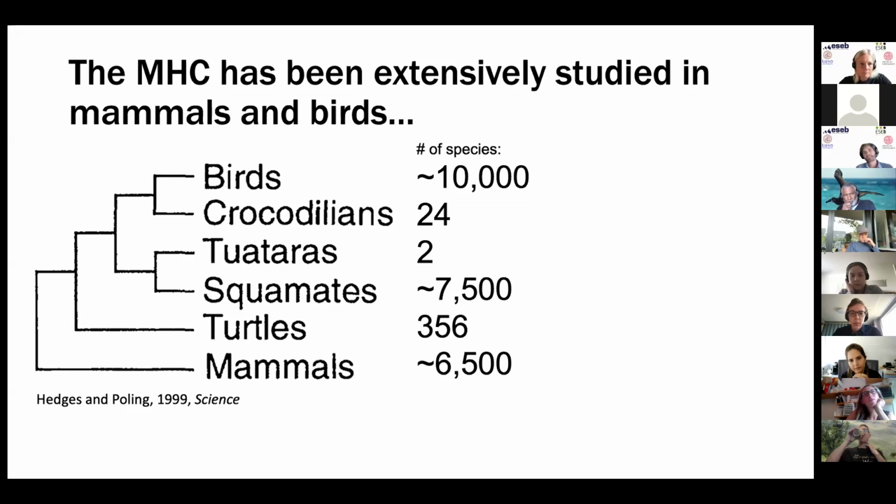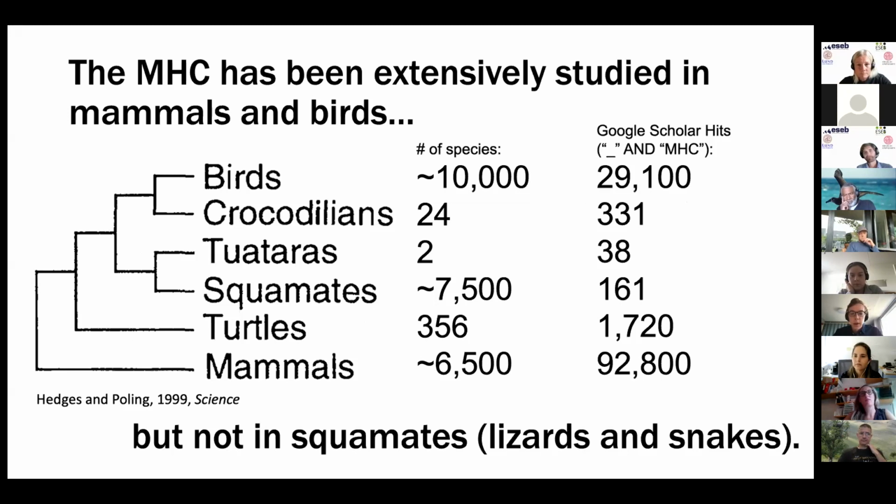So the MHC has been pretty extensively studied in mammals and birds, but not in squamates, lizards and snakes. If we take a look at the number of species in each clade versus Google Scholar hits for birds and MHC, just as a rough estimate, we see birds 10,000 species, 30,000 hits, mammals 6,500 species, 90,000 hits, but squamates 7,500 species, only 161 hits. So the MHC has been underexplored so far in squamates.